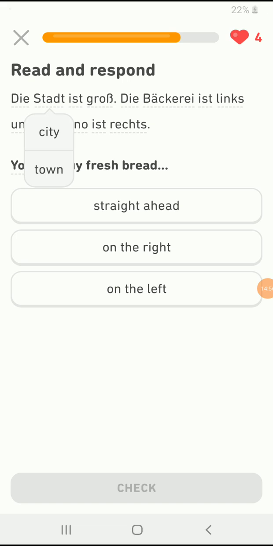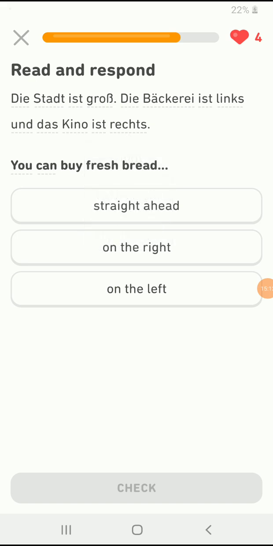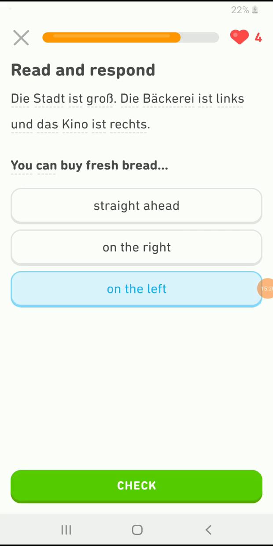Die Stadt ist groß. Die Bäckerei ist links und das Kino ist rechts. So, you can buy fresh bread where? On the left, because it's Bäckerei ist links, yeah, on the left.